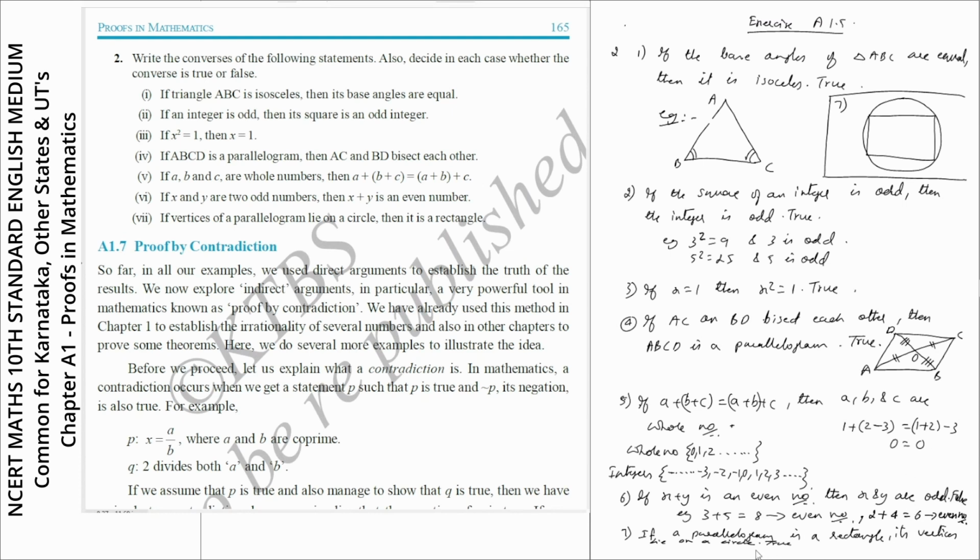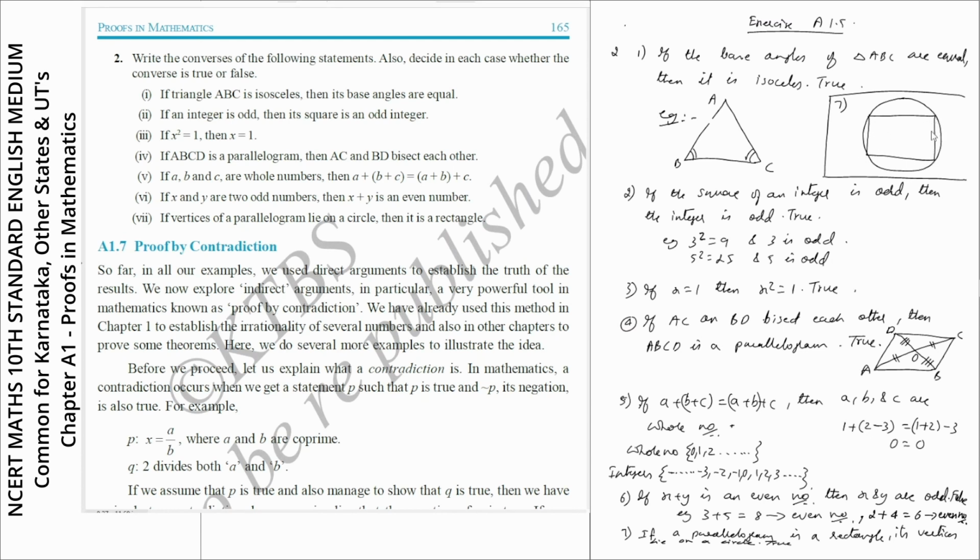Now coming to the converse of the statement, the converse says, if a parallelogram is a rectangle, its vertices lie on a circle. Now again consider this same figure. First you draw any rectangle, and this is the diagonal. See where the cursor is going, the diagonals will be like this.